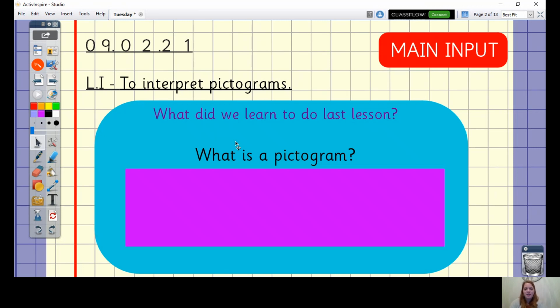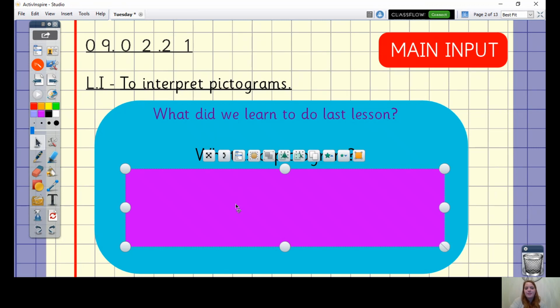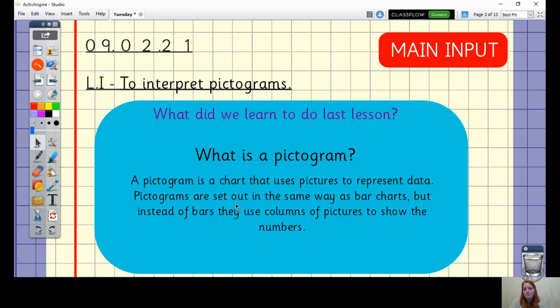Okay, so just before we start our learning today, I'd like you to pause and think about what a pictogram is. Just remind yourself of what a pictogram is. Okay, so a pictogram is a chart that uses pictures to represent data. Pictograms are set out in the same way as bar charts, but instead of bars, they use columns of pictures to represent the numbers.